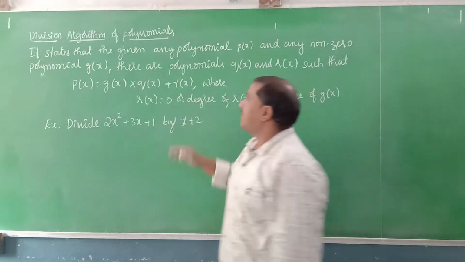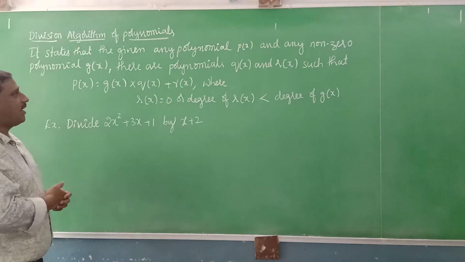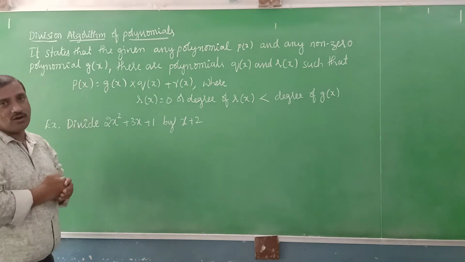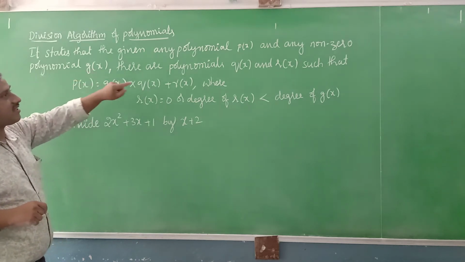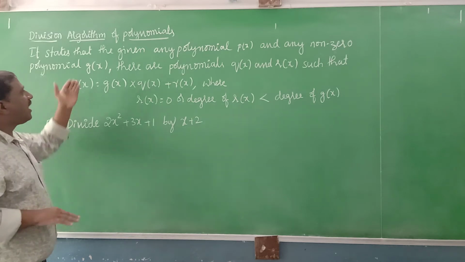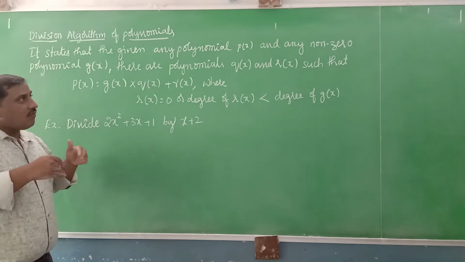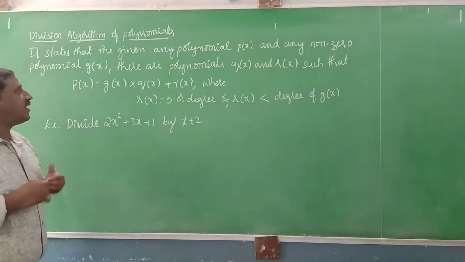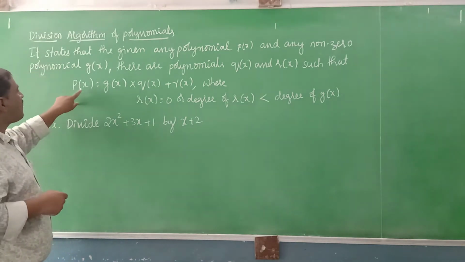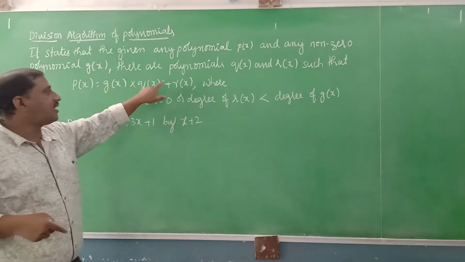Its statement is: given a polynomial p of x and any non-zero polynomial g of x, where g of x should not be the zero polynomial, but can be any other polynomial, there exist polynomials q of x and r of x such that p of x is equal to g of x into q of x plus r of x.